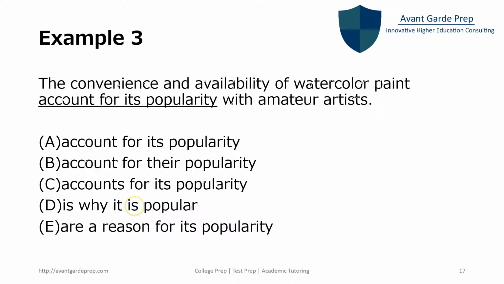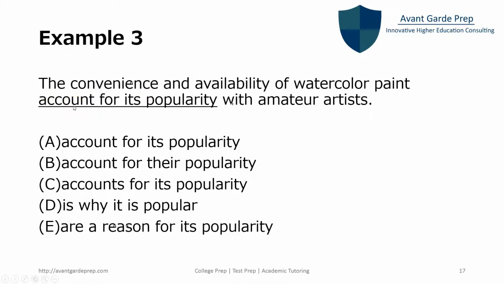Okay, and last example before we wrap this video up. The convenience and availability of watercolor paint account for its popularity with amateur artists. This requires you to pay close attention to the plural subject, convenience and availability. So it's a double subject, and so that makes it a plural subject. Okay, so we're not going to eliminate A right off the bat because I didn't hear any errors. It sounded fine to me.